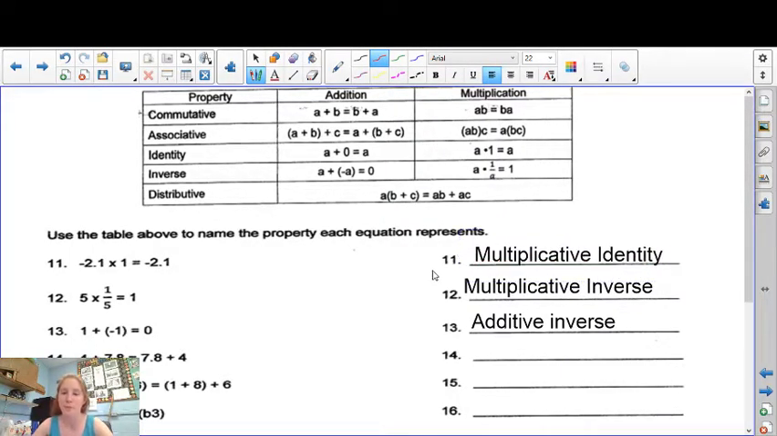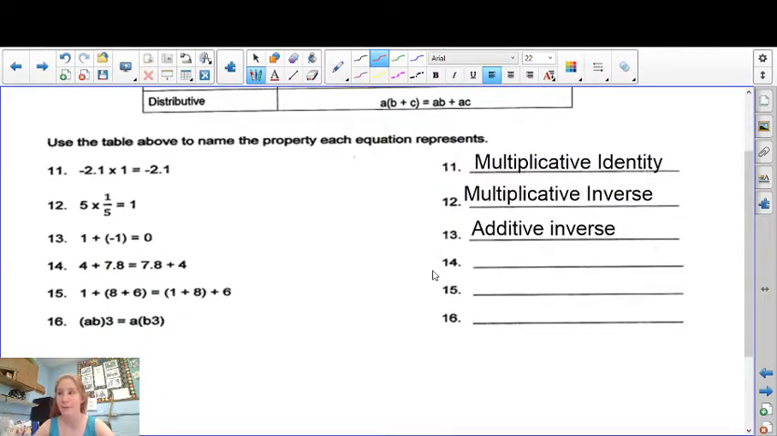It is a word, I promise. Smart Word just doesn't believe me. It's not that smart. Okay, number 14. Again, we have addition, so we can say additive.